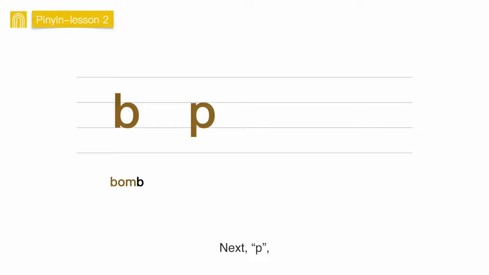Next. P. In the same way as the initial B, also close the mouth tightly and open it suddenly. The airflow bursts out. Read. P. Read after me. P. P. Sounds like the P in the word person.